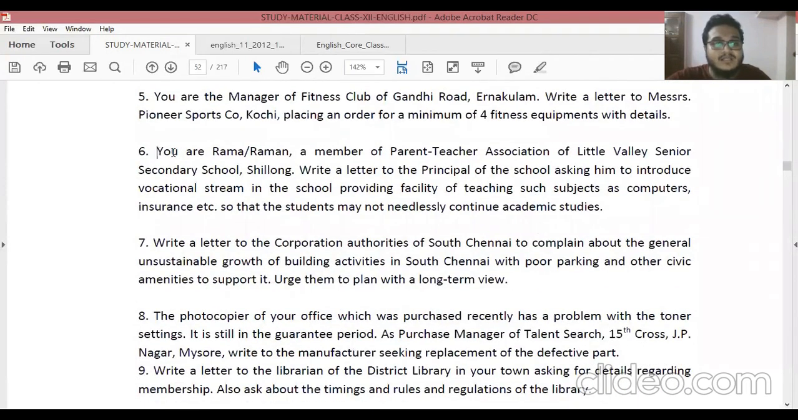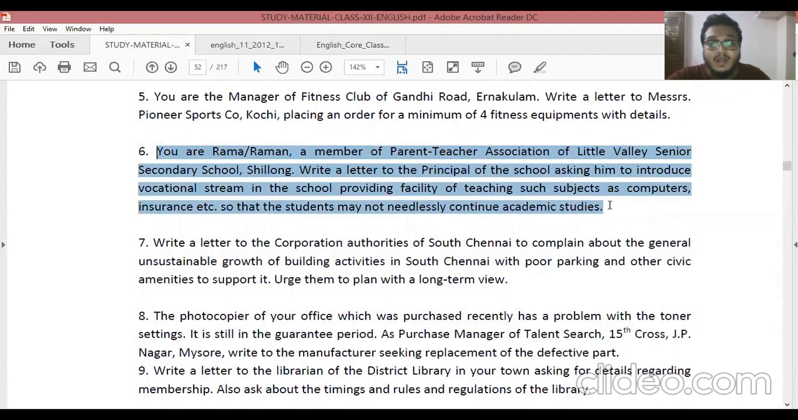Then question number 6, you are Rama or Raman. You write this one, question number 6. Again, second question, take a snapshot and write it down. Two questions, homework for you. And here other questions are visible on the screen.